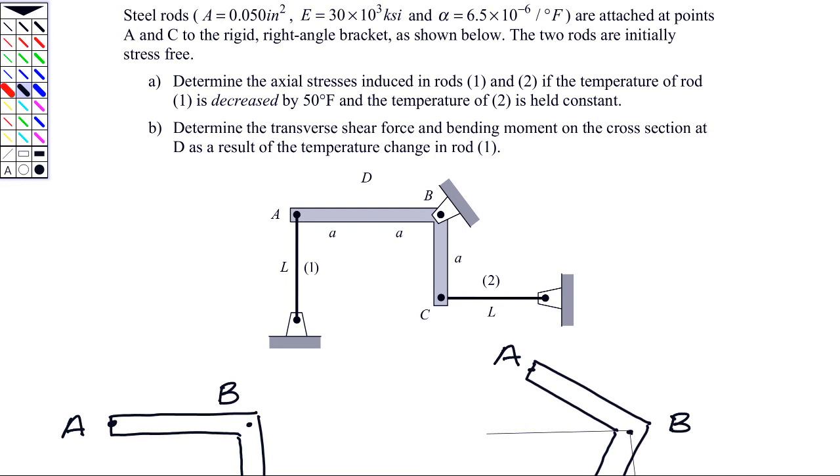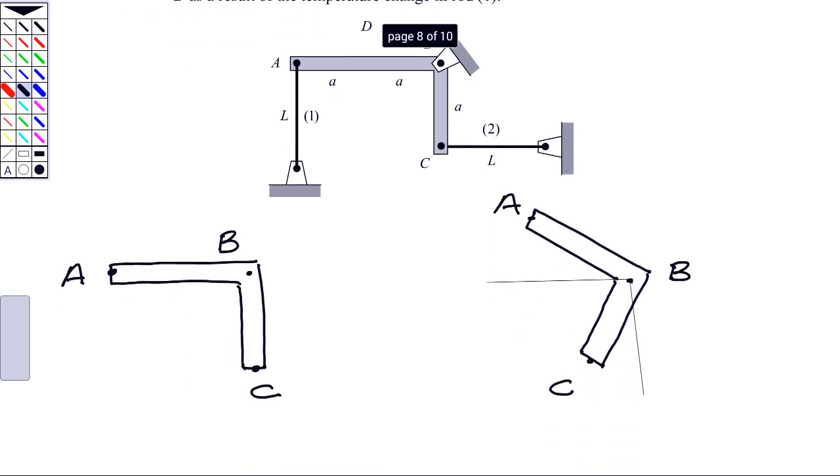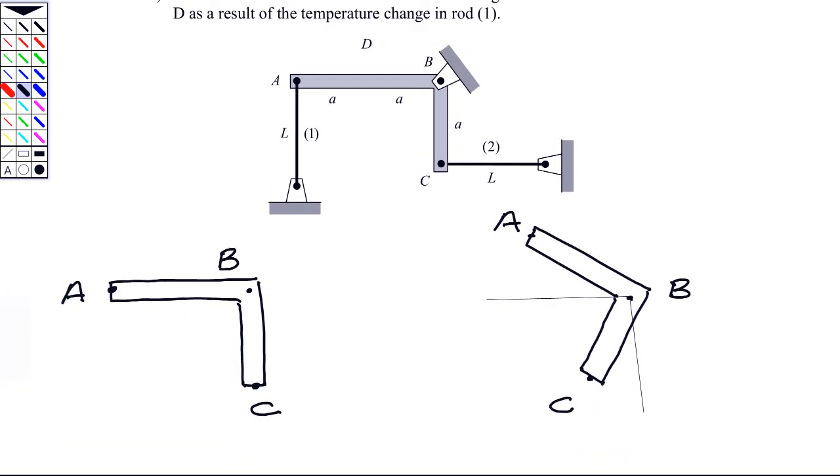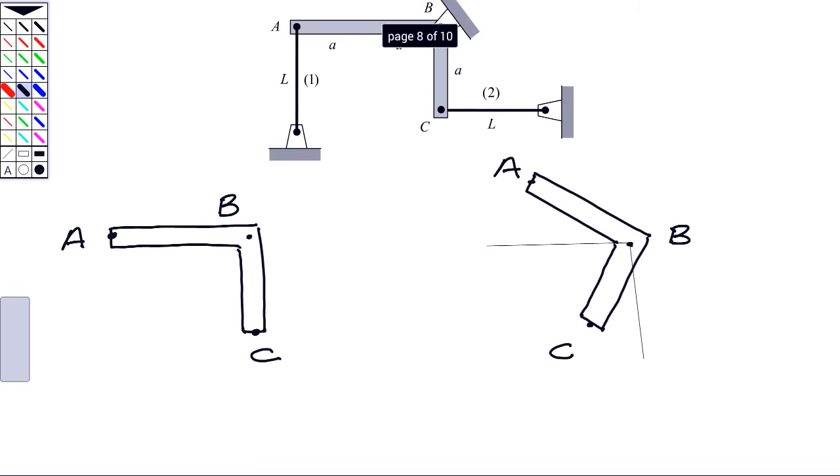And secondly, what's the transverse shear force and the bending moment in the cross-section there at the midpoint between A and B? As always, we're going to start out with free body diagrams. What I'm going to do is first show the rods there of 1 and 2.